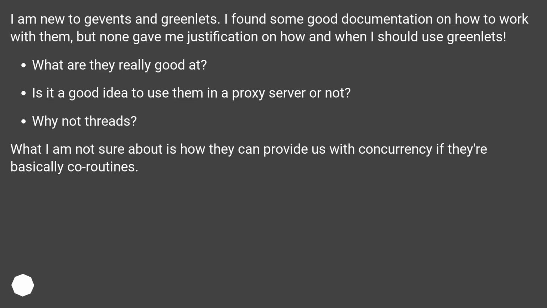Why not threads? What I am not sure about is how they can provide us with concurrency if they're basically coroutines.